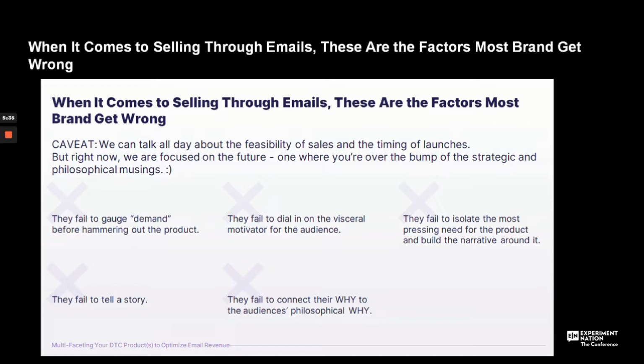One of the first things is brands and marketers fail to gauge demand before hammering out the product. I've seen this happen so many times. Just because your competitor has launched a particular product does not mean that you should be launching the same product and that the idea or concept will be met with the same degree of enthusiasm. Because a product launch, just like anything else in marketing, is a very delicate balance of lots of factors.